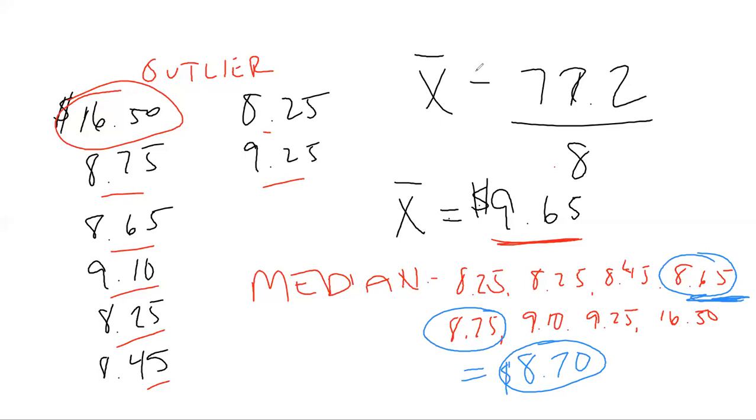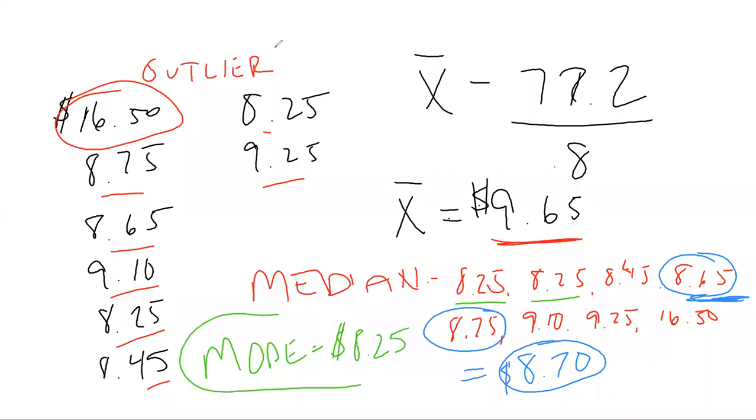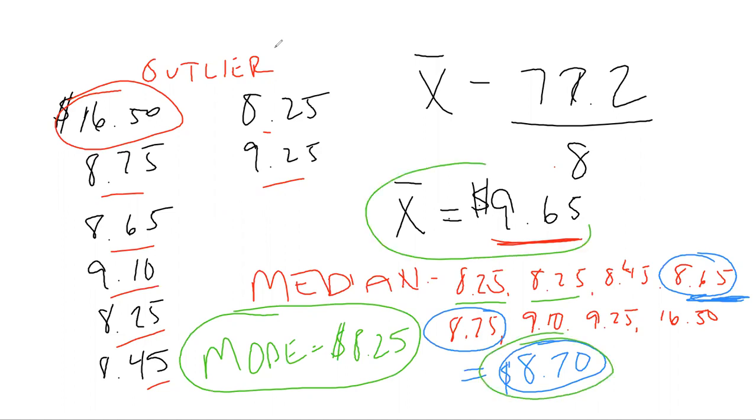Now we have to do the mode. The mode is the one that happens the most often. There's only one number that was repeated here, and so that's the $8.25. There we go. So there's the mode, the median, and the mean.